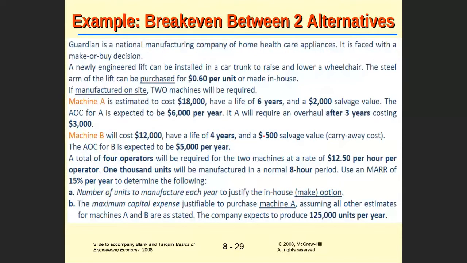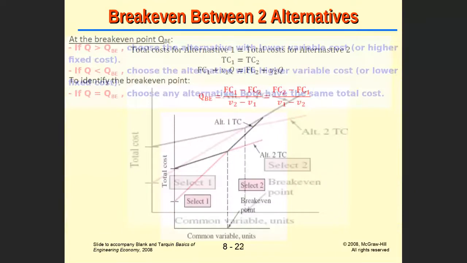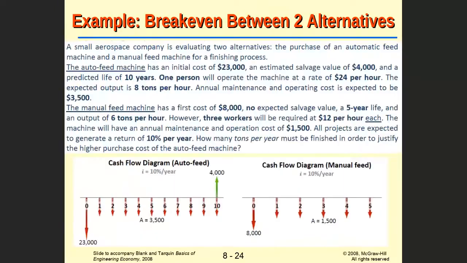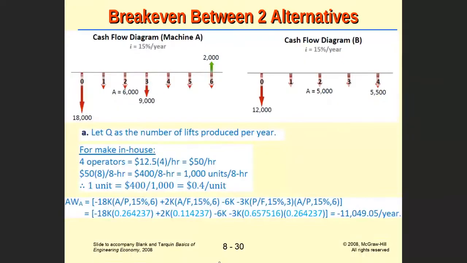If we go back to the criteria, if we have the Q greater than the QBE, then you select the lower alternative cost. In this case, we have the making option is the lower variable cost because it is 0.4 compared to the buying option, which is 0.6.